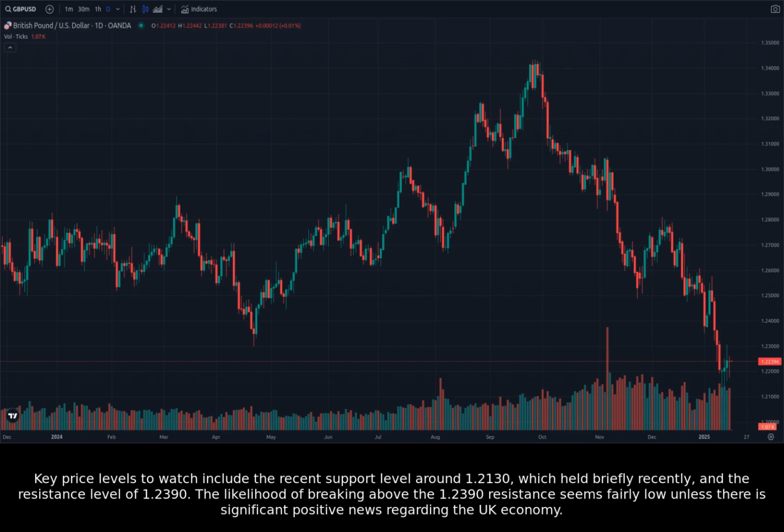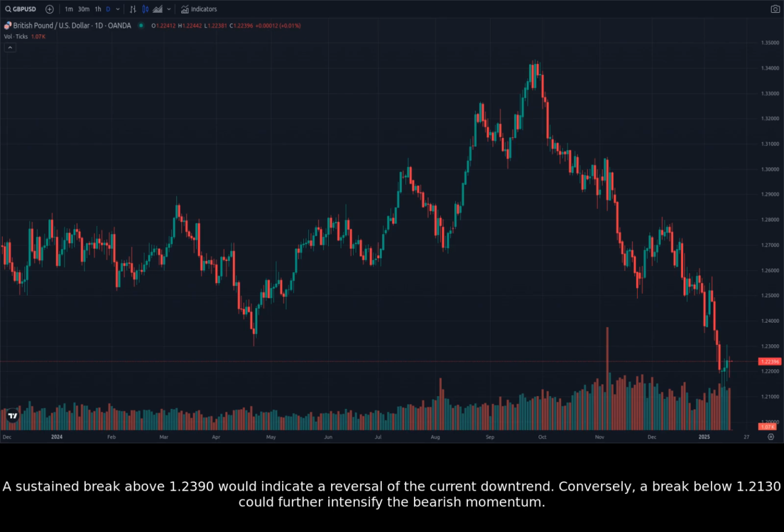of 1.2390. The likelihood of breaking above the 1.2390 resistance seems fairly low unless there is significant positive news regarding the UK economy. A sustained break above 1.2390 would indicate a reversal of the current downtrend. Conversely, a break below 1.2130 could further intensify the bearish momentum.